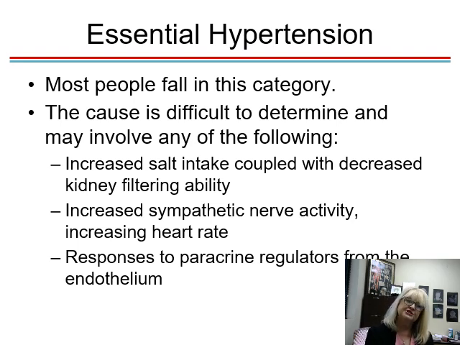Essential hypertension. Most people fall in this category, so the cause is difficult to determine, and it may involve any of the following. It can be increased salt intake coupled with decreased kidney filtering ability, increased sympathetic nerve activity, increasing the heart rate, or responses to the paracrine regulators from the endothelium.